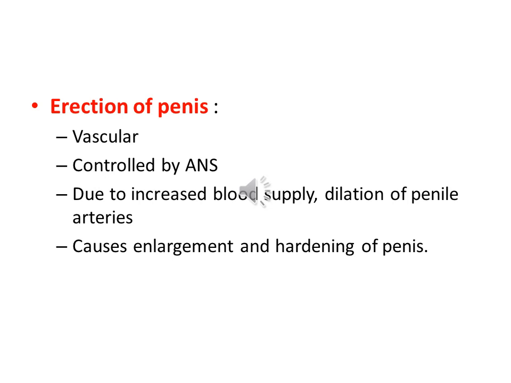And the last point in this is erection of the penis. How or what causes the erection of the penis? As it is supplied with blood vessels, it is vascular. It is controlled by the autonomic nervous system. At the time of ejaculation, blood supply is increased, and that causes dilation of penile arteries. Because of this there is an enlargement and hardening of the penis. This helps in the deposition of semen or for ejaculation.